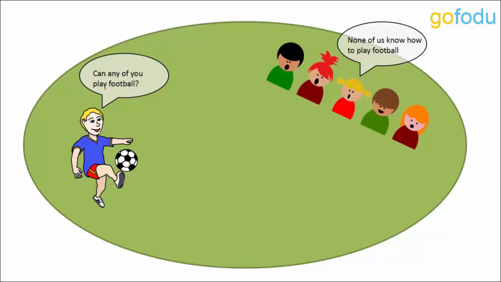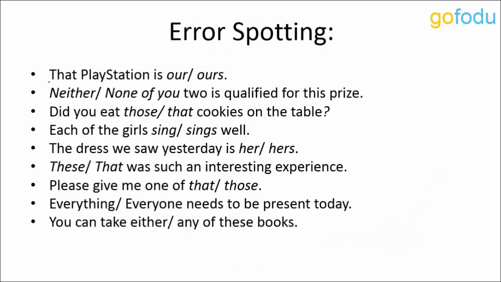Can any of you play football? This coach asks the children, any of them. Here we are talking about more than two. And the children reply, none of us know how to play football. So here, none and any are used when we are talking about more than two people. Now let's see some examples and let's try to find out which correct pronoun would be placed in them.